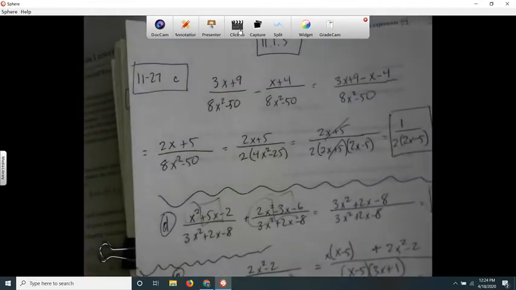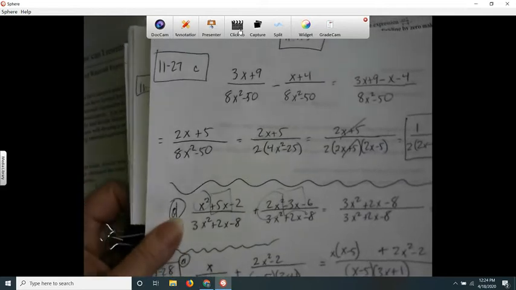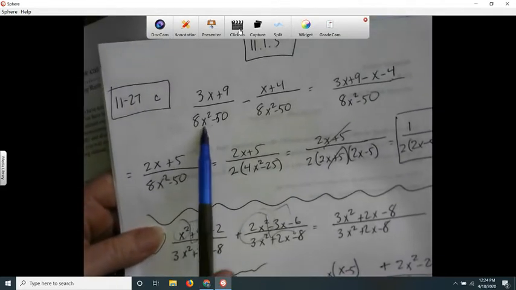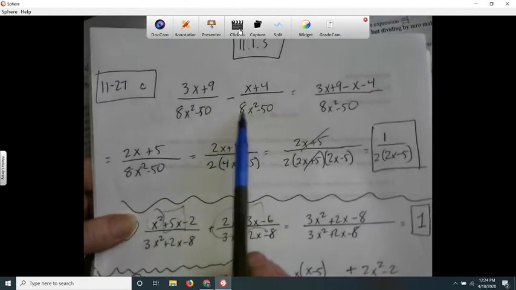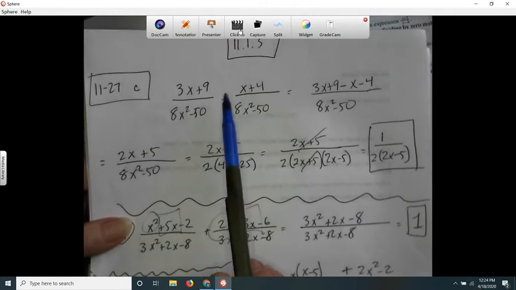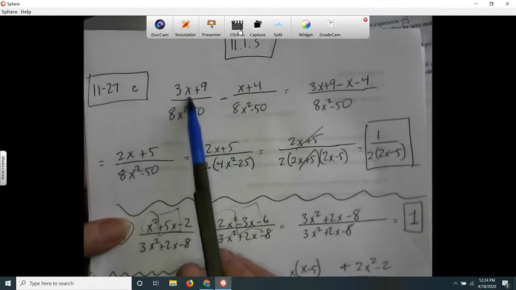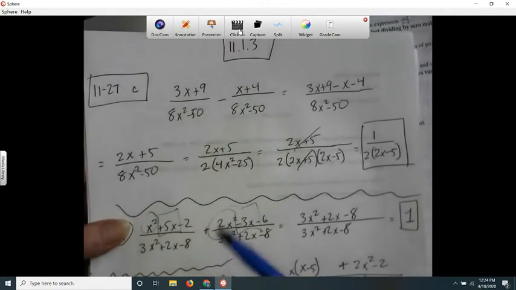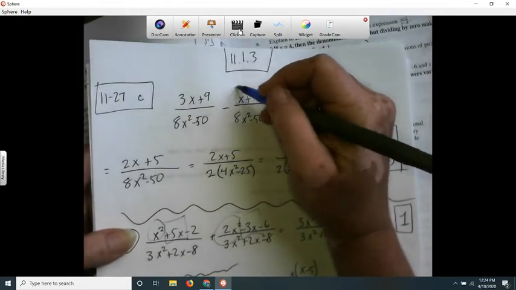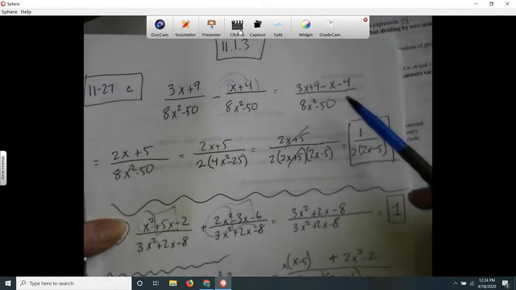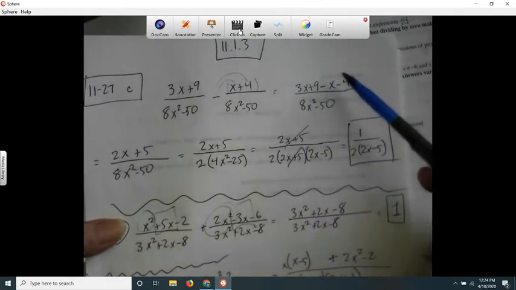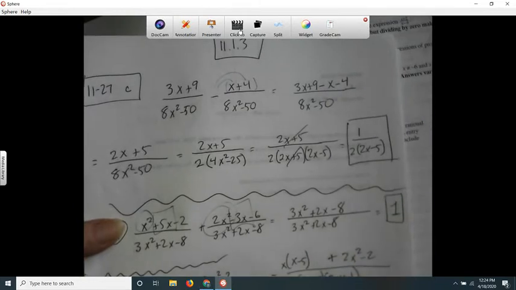And then letter C. So again, we have the same denominator, so we can just leave it alone. We have to subtract the numerators. This one's a little tricky because this minus sign really needs to distribute across the numerator, so that's why I have minus x minus 4. Be very careful. I mess up on that all the time, so just be very careful.